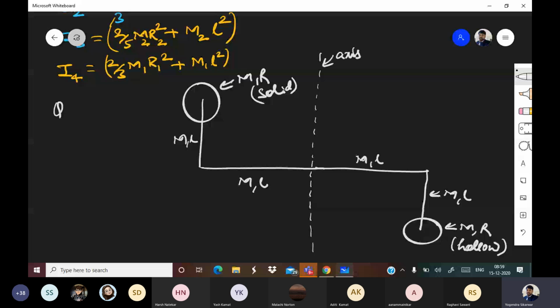And this axis is in the plane of rods, because spheres won't be having any plane.